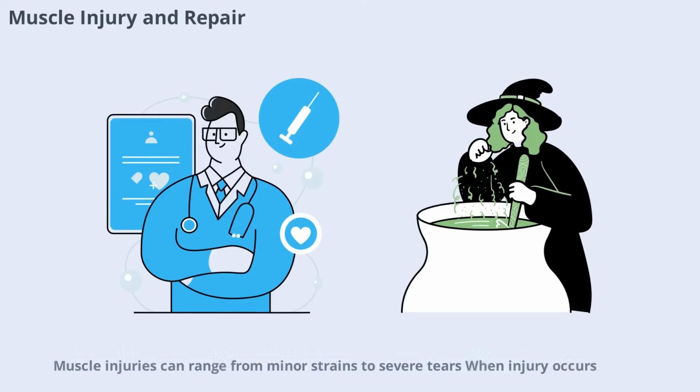Muscle injuries can range from minor strains to severe tears. When injury occurs, the body initiates a repair process involving inflammation, removal of damaged tissue, and regeneration of new fibers. Proper rehabilitation and rest are crucial for full recovery and preventing future injuries. Understanding muscle repair mechanisms is important for athletes and anyone recovering from muscle damage.